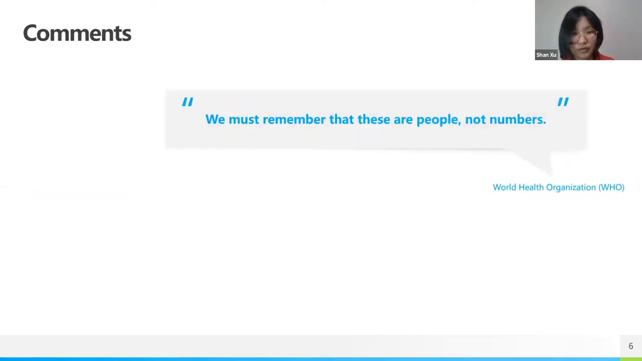As a result, I really like the statement from WHO: we must remember that they are not numbers, not just points on the curve. They are people, living people, with the same motivations and feelings as every one of us. If we see things from that perspective, we will understand the unbelievable hard work and the urgency to take action in their home community.